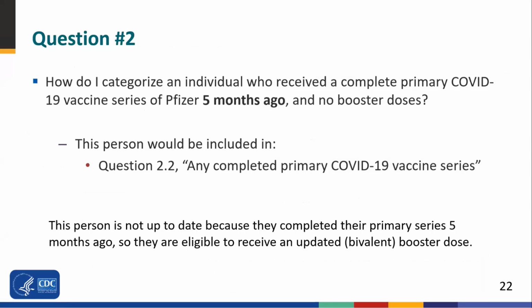Thank you, Molly. For question number 2, an individual received a complete primary COVID-19 vaccine series of Pfizer 5 months ago, but did not receive any booster doses. This individual is not considered up to date because they have not received a booster dose, despite being eligible to receive an updated bivalent booster dose. This individual would be included in question 2.2. However, they would not be counted in question 4 as having received any booster or additional doses.